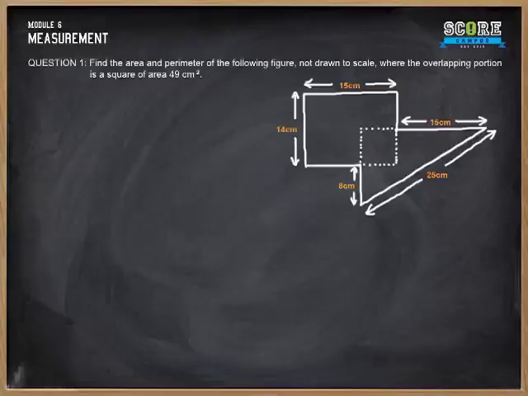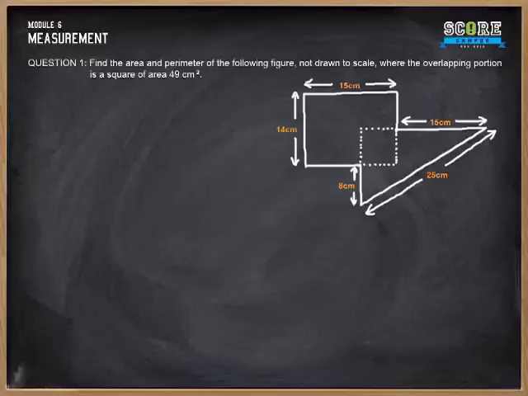Question 1, students, look at the diagram on the right carefully. Find the area and perimeter of the following figure, not drawn to scale, where the overlapping portion, the dotted area, is a square of area 49 centimeters squared.